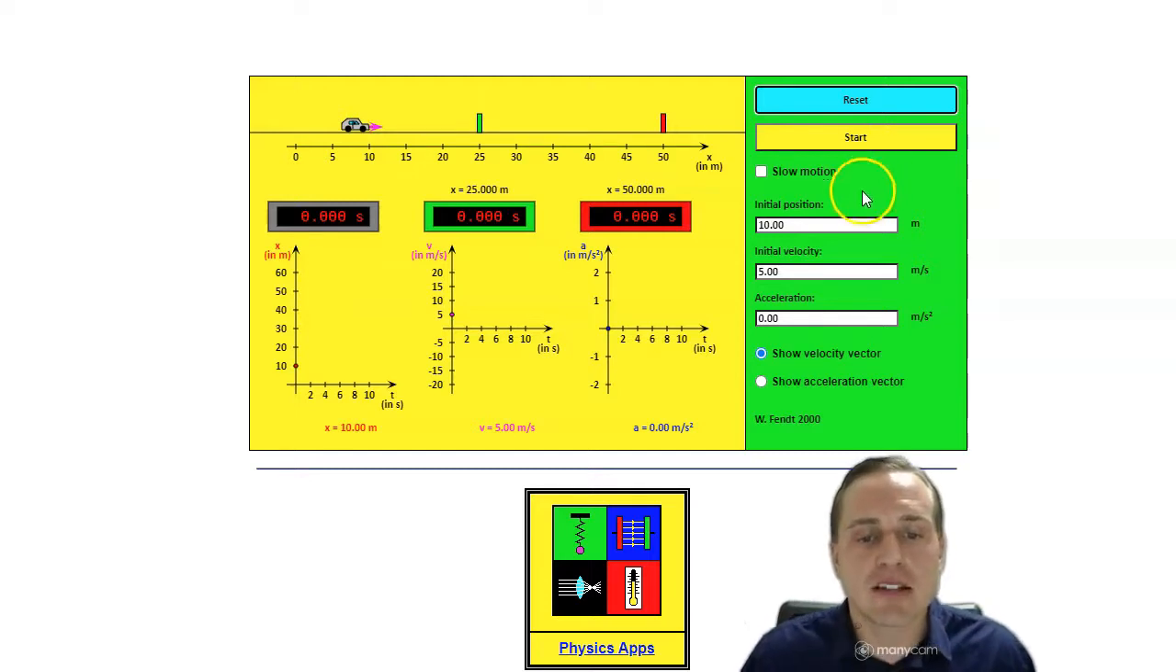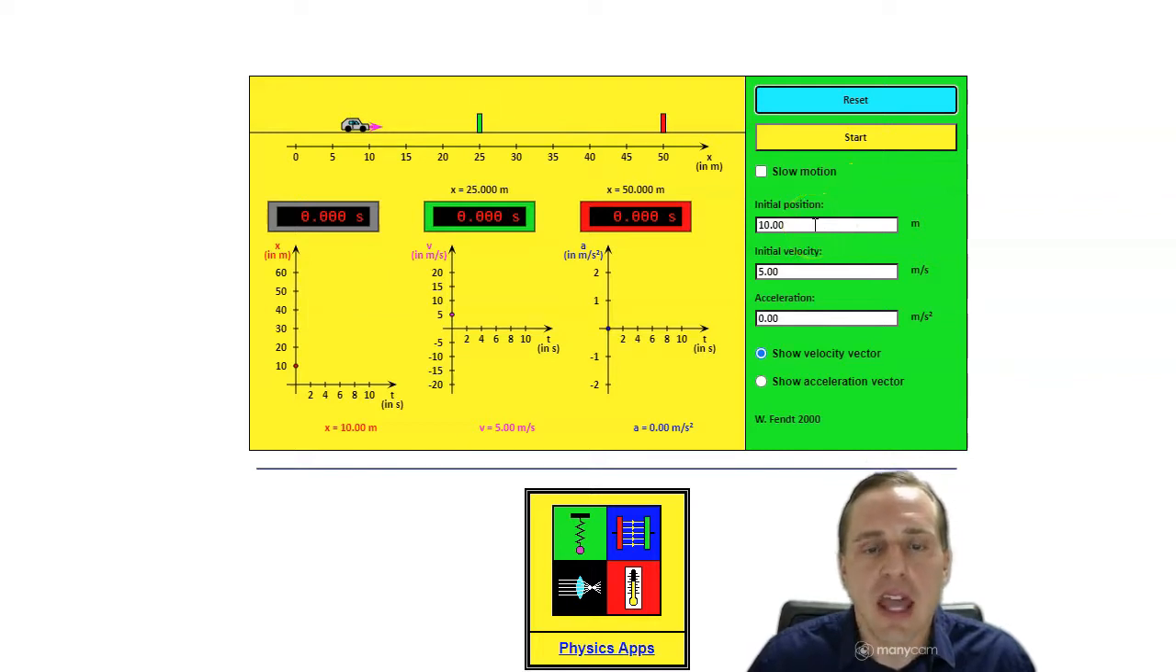Now let's try a slightly more interesting and a slightly different experiment. Let's make the initial position 0 again. Let's go back to 0 initial velocity, but let's give it an acceleration of 1 meter per second squared. Okay, now we need to make predictions again.